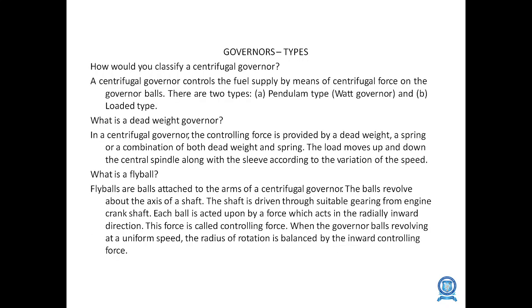So centrifugal governor controls the fuel supply by means of centrifugal force on the governor balls. There are two types. First one is pendulum type or watt governor, and the second one is loaded type. So what is dead weight governor? In centrifugal governor, the controlling force is provided by dead weight, a spring or combination of both dead weight and spring. The load moves up and down the center spindle along with the sleeve according to the variation of the speed. So this is dead weight governor.